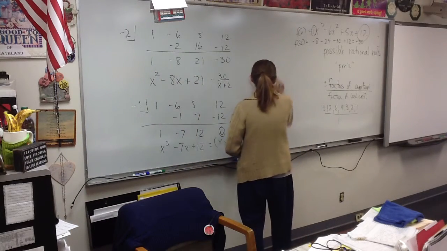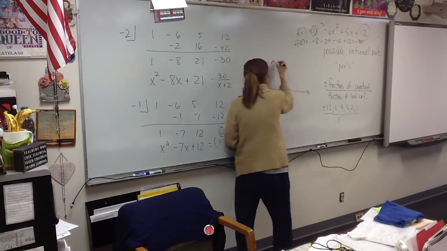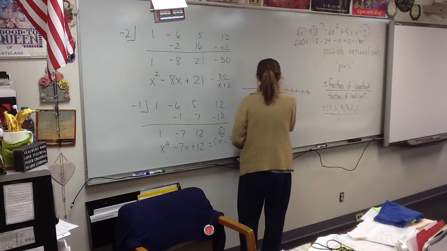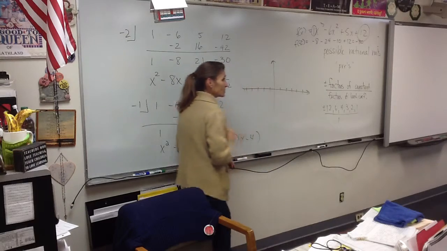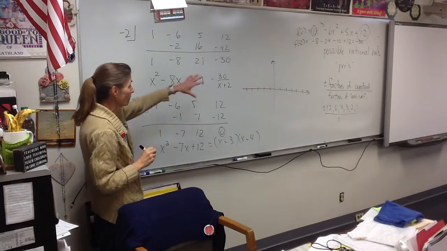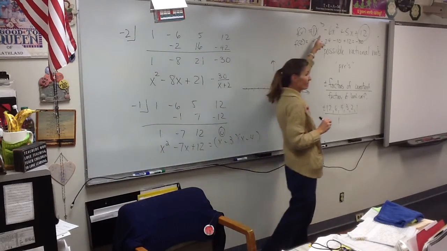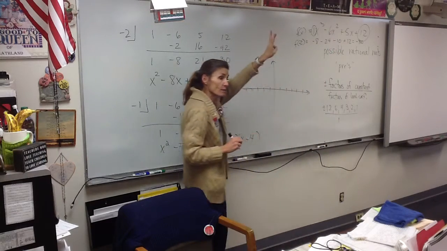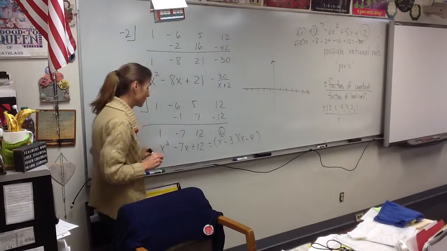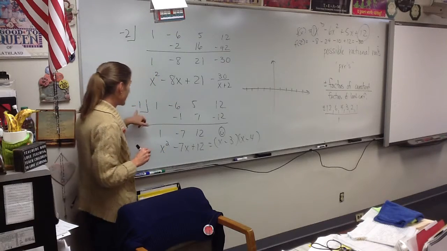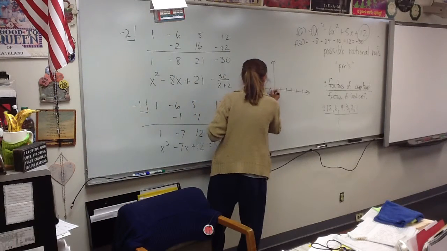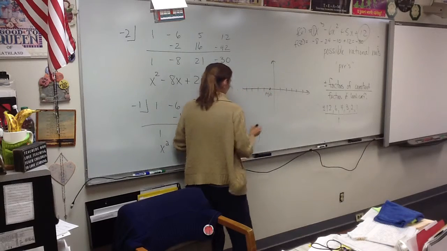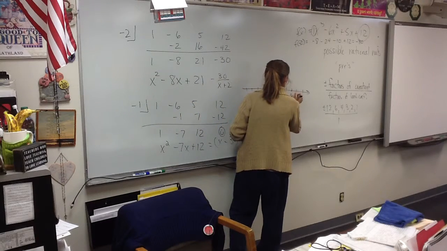So what are the zeros, x-intercepts, of this problem? Remember, this is the one we're graphing. There should be 3 zeros. It's a 3rd degree. There should be 3 zeros. What are they? -1, 3, and 4.